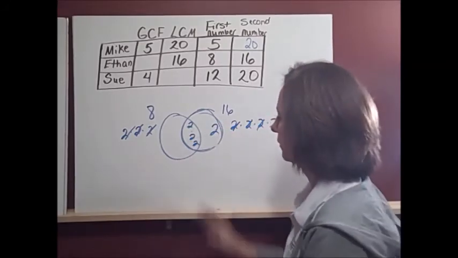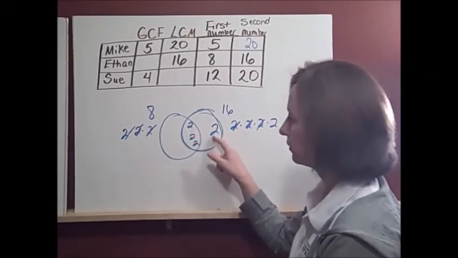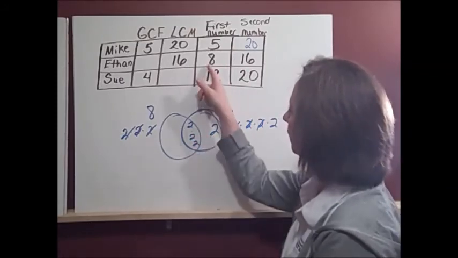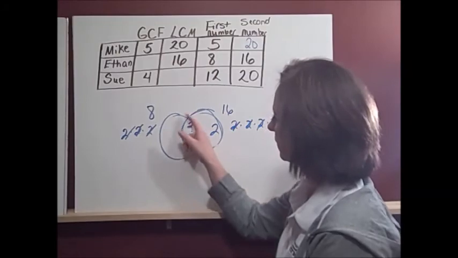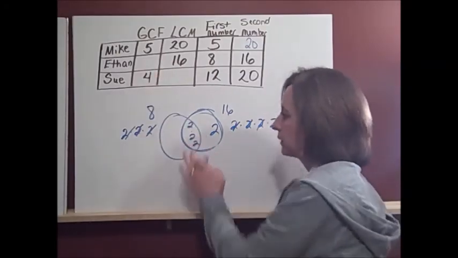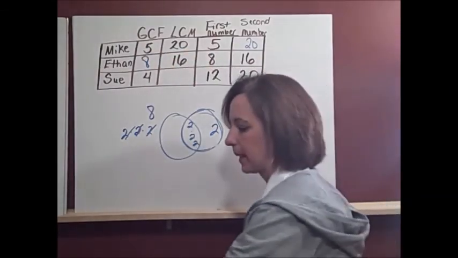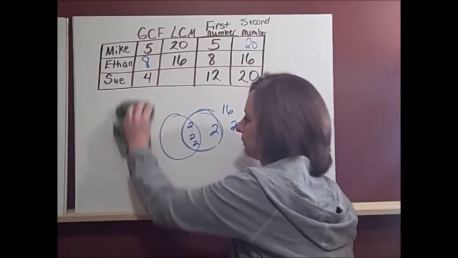So let's check to make sure we've got everything correct. The second number is 16. 2 times 2 times 2 times 2, that is definitely 16. The first number is 8. 2 times 2 times 2 is 8. So what is the greatest common factor? Well, here it is, 8. All right, let's try Sue's, and then it'll be time to show what you know.